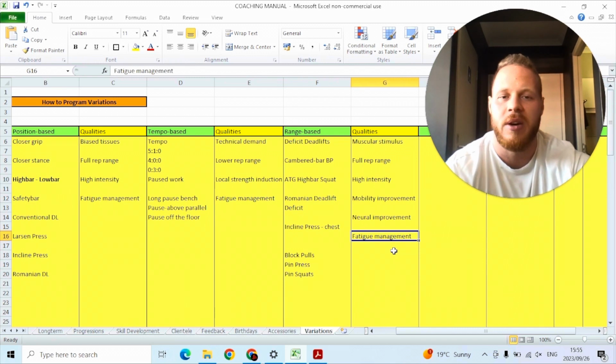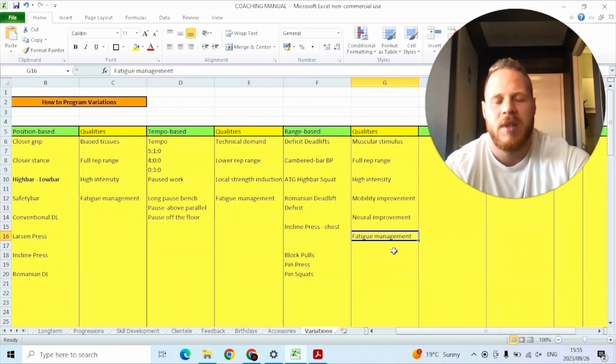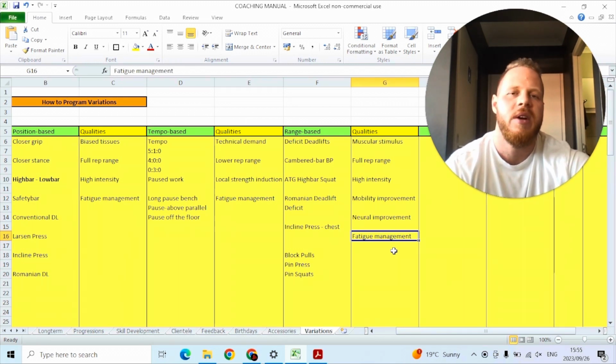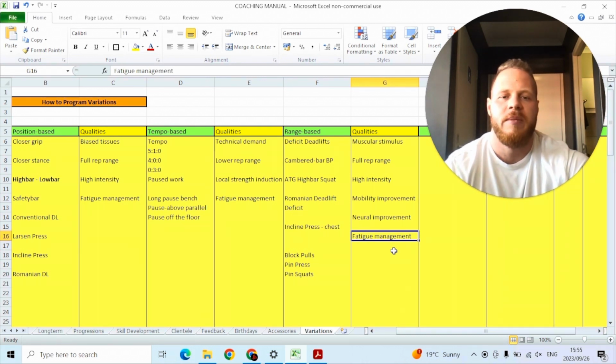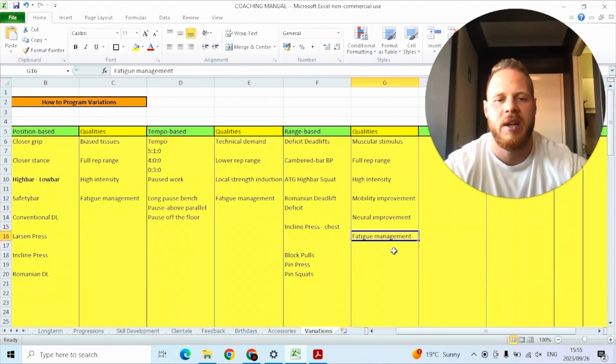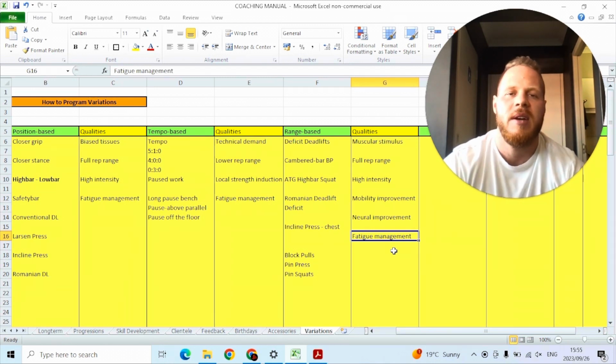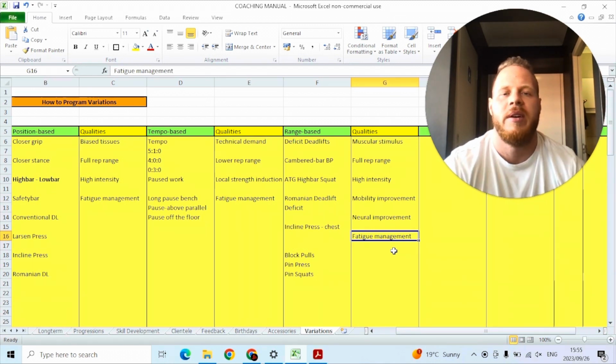ATG high bar squat, there we go. If we're doing an ATG high bar squat, a lot less load on the lower back, right? So definitely a way to go there in terms of saving our resources from too much fatigue and letting go of all of those resources on that and getting great stimulus in the meantime.